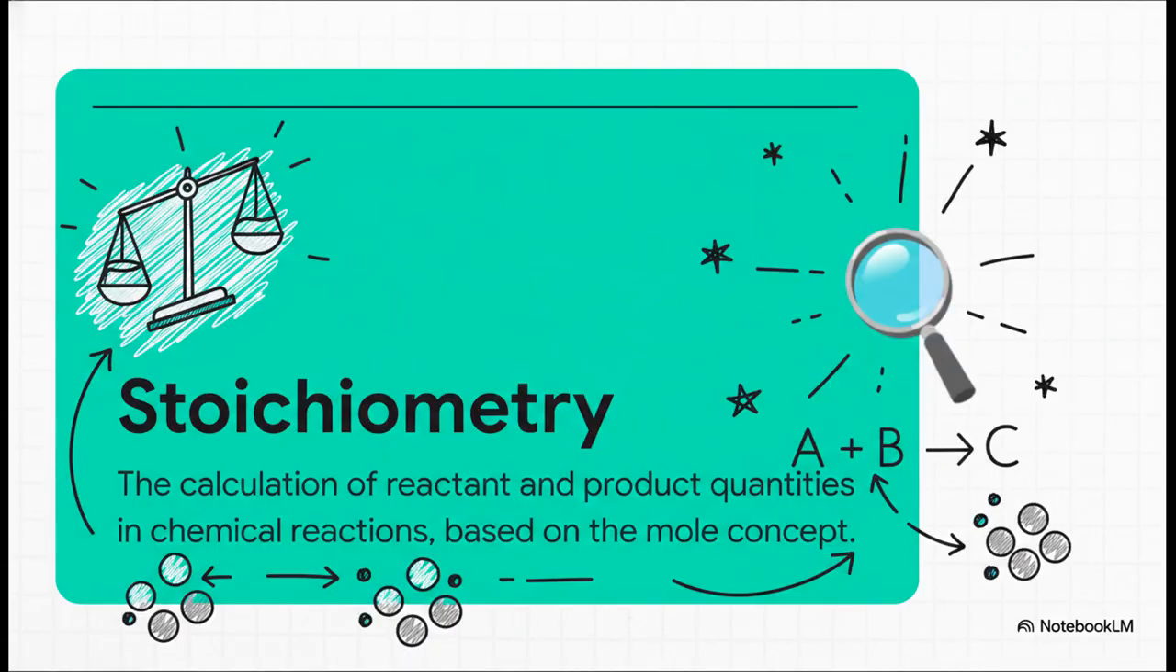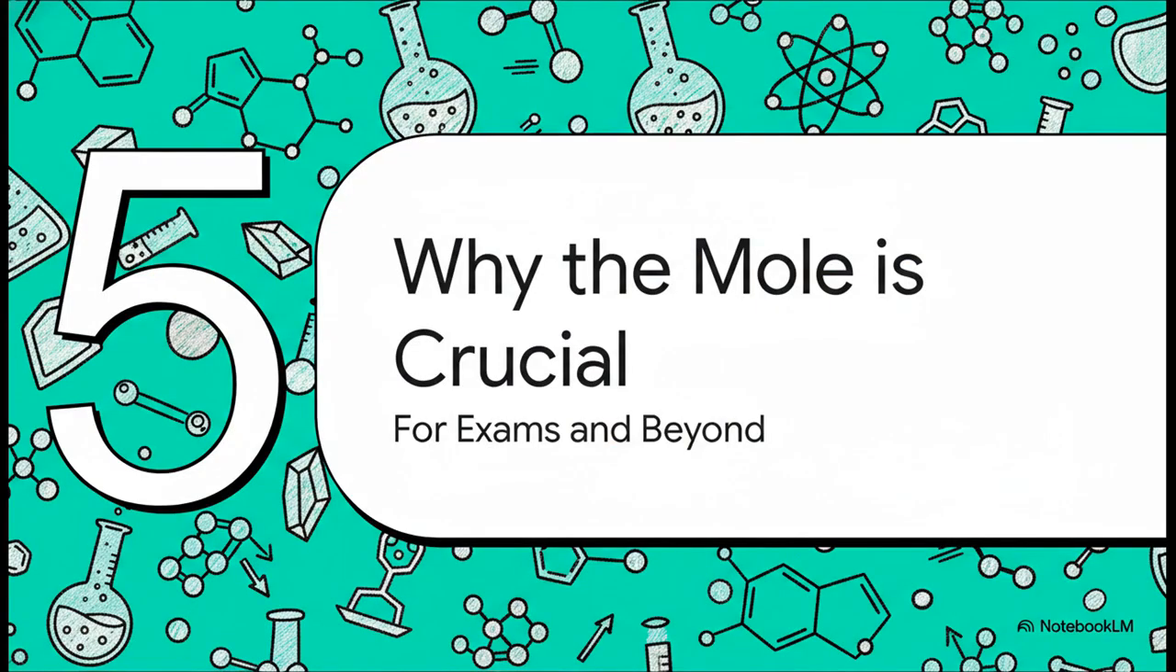And this whole process, using these mole ratios from a balanced equation to figure out how much stuff you need or predict how much you're going to make, that has a fancy name: stoichiometry. It sounds complicated, but it's really just the math behind our chemical recipes, and it is built completely on the mole concept.